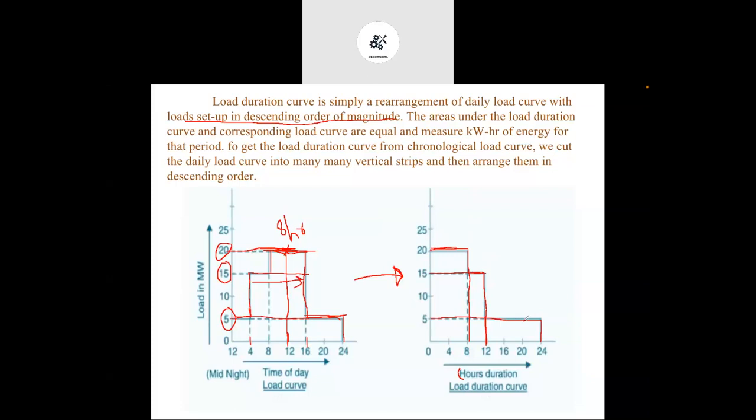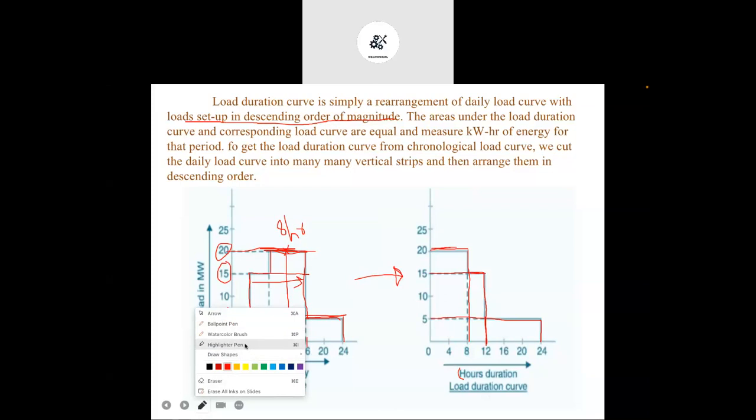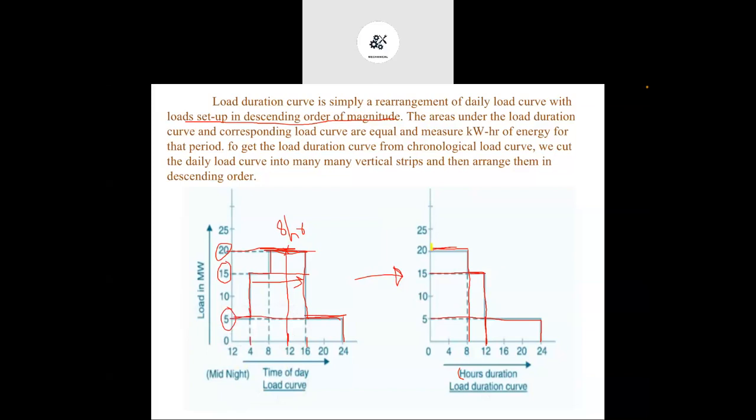Okay, so what we just did is, we rearranged these particular loads in the descending order. First 20 megawatts, then 15 megawatts, and then 5 megawatts. Similarly, in different types of numericals, you have to first of all draw the load curve, and after that you are going to draw the load duration curve. That is the basic one.